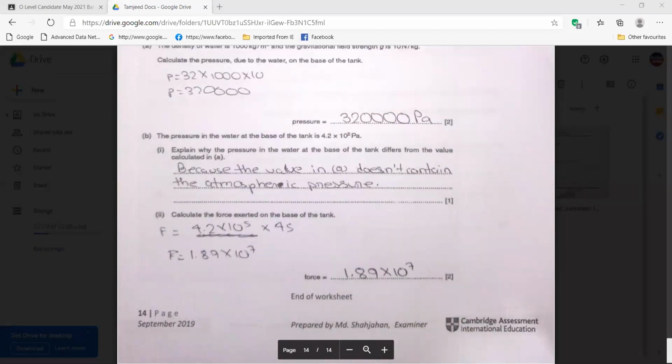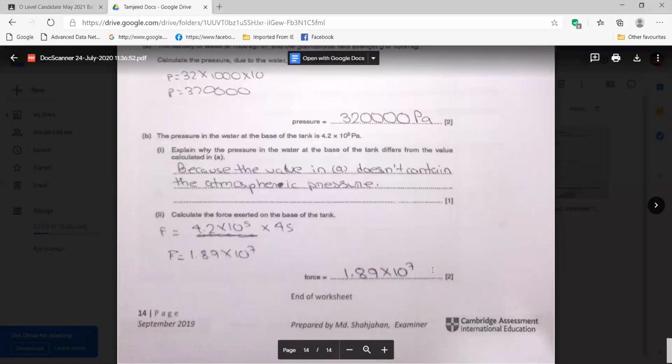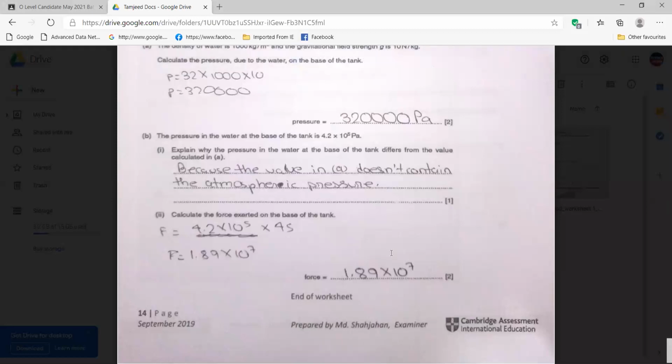1.89 into 10 to the power 7. Yeah. Sir, if they mention only calculate the pressure on the base of the tank, the atmospheric pressure should be added, right? So clear this one? Yes. This should be added. Yeah. It's correct. Your calculation is correct. Thank you so much.